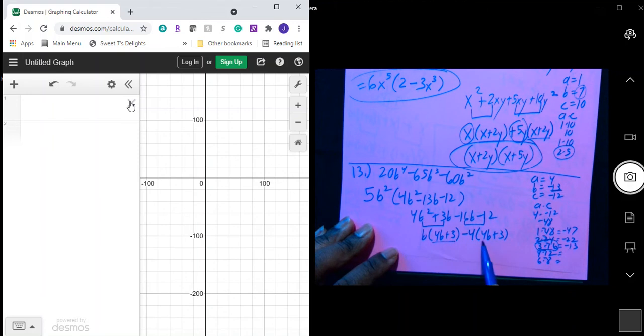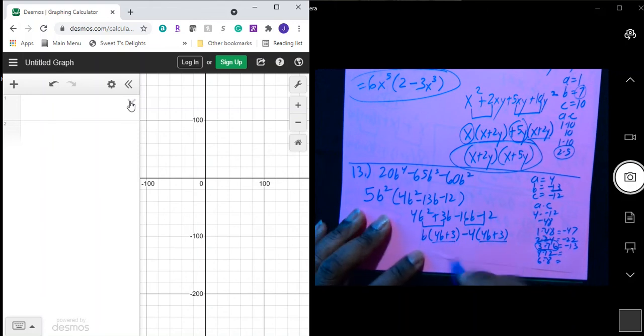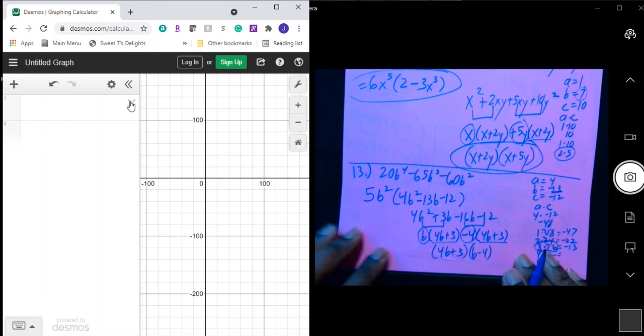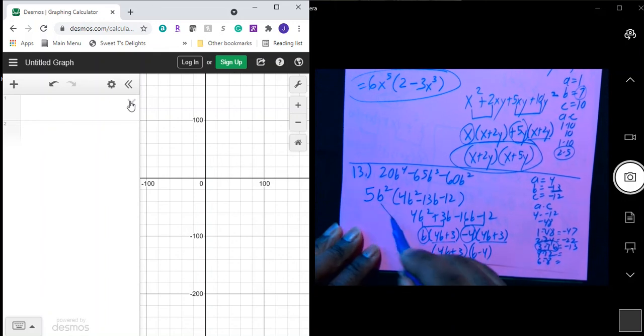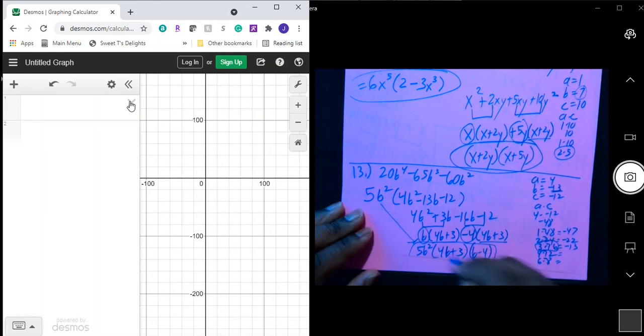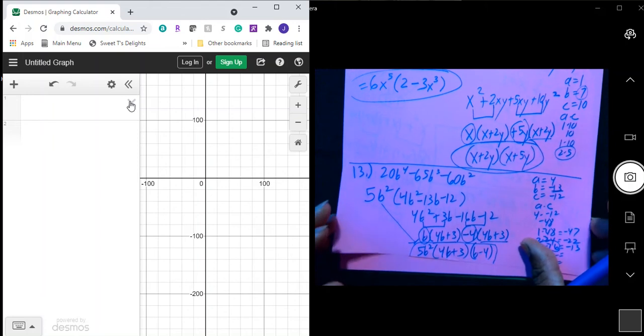Now if you notice here, both of these parentheses are the same. So we'll write that 4b plus 3, and then what's left on the outside, the b minus 4. And then we would be done, but remember, we had this 5b squared. So we'll bring down the 5b squared, and now we're done. And that is it for problem 13.